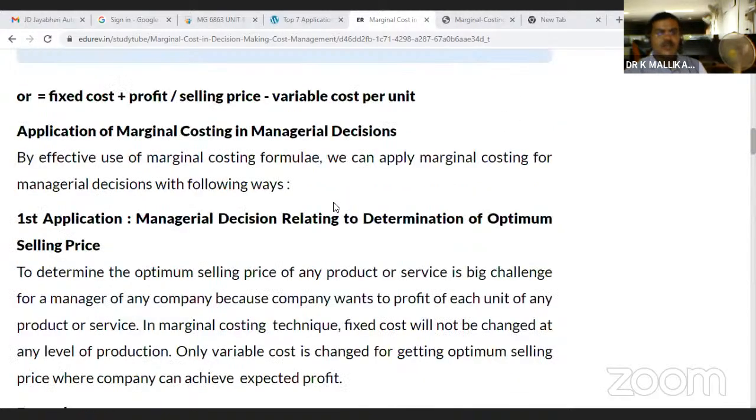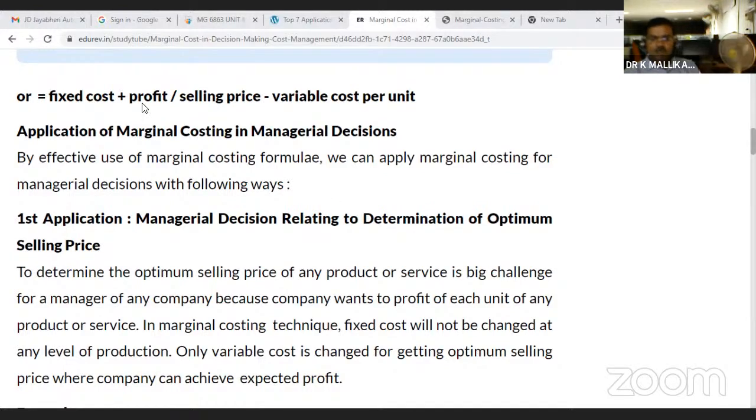Let us see what the applications of marginal costing are. In our syllabus, various applications are given for using marginal costing in decision making. So marginal decisions relate to determining the optimum selling price. How is marginal costing very useful for fixing the selling price of a product? There are so many factors affecting the selling price, and one of the major factors is marginal cost, one of the bases.